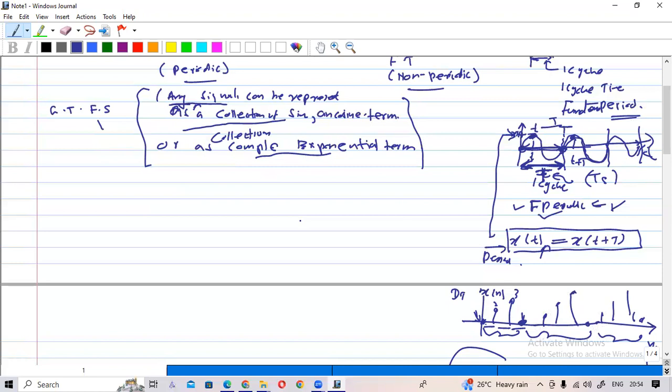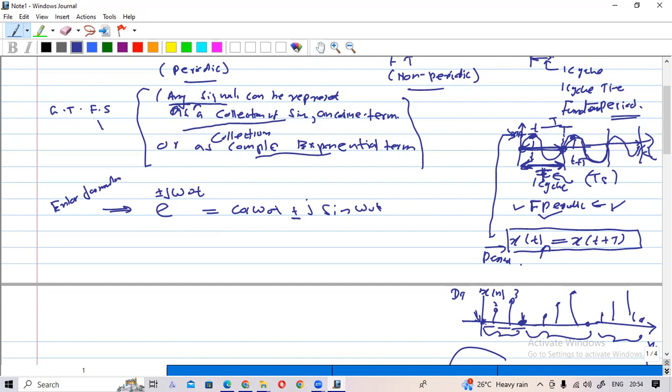Why? The complex exponential term means e to the power j omega naught t, this kind of one. Using the Euler formula, you can write it as cos omega naught t plus j sin omega naught t. If it is minus j omega naught t, this will be cos omega naught t minus j sin omega naught t. This is the Euler formula.